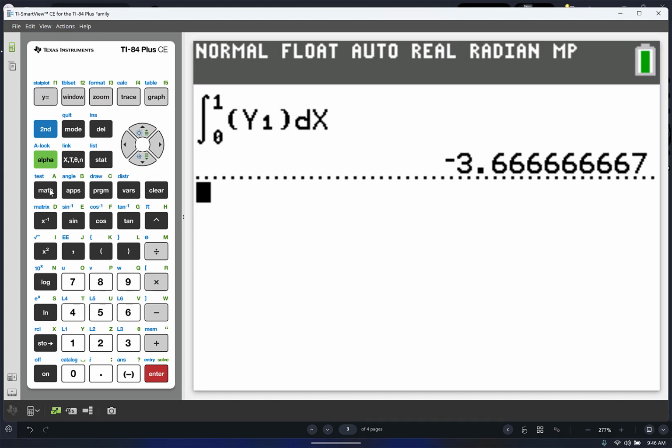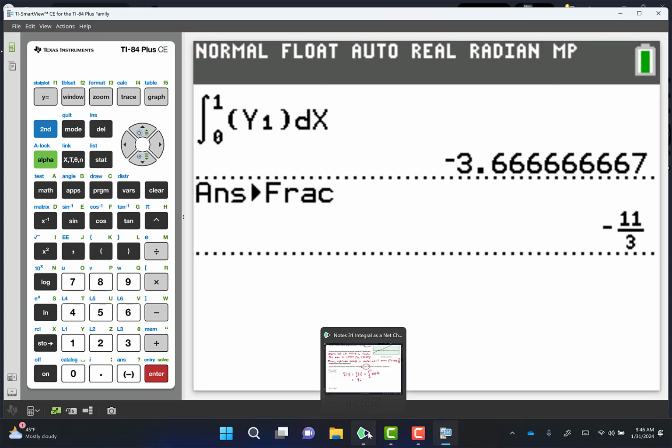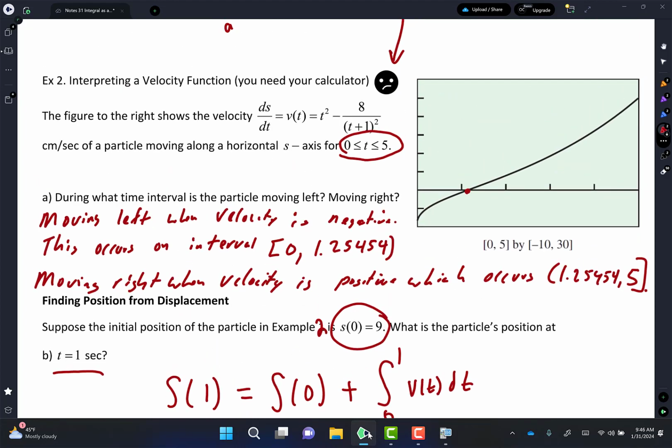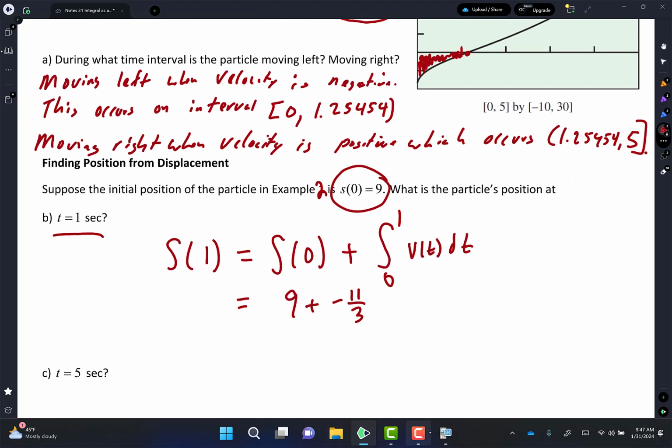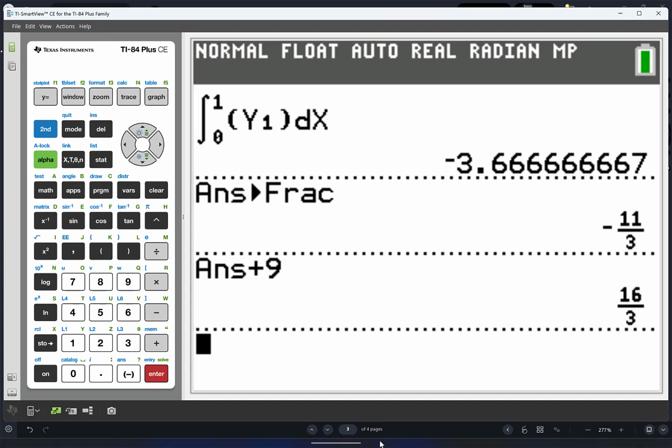3.666. If you want to turn it into a fraction, math, fraction, enter, and there it is. If you see a repeating decimal, it's a fraction. Negative 11 over 3. So 9 plus negative 11 over 3. Are you sure that it's negative? No, look, the velocity was below the x-axis for all of it, because this is at t equals 1. So the area is below the x-axis. The velocity is negative, so I'm moving to the left. So I'm going to go in my calculator, 9 plus 11 over 3. You can just put plus 9. Look, 16 over 3 is your new position.